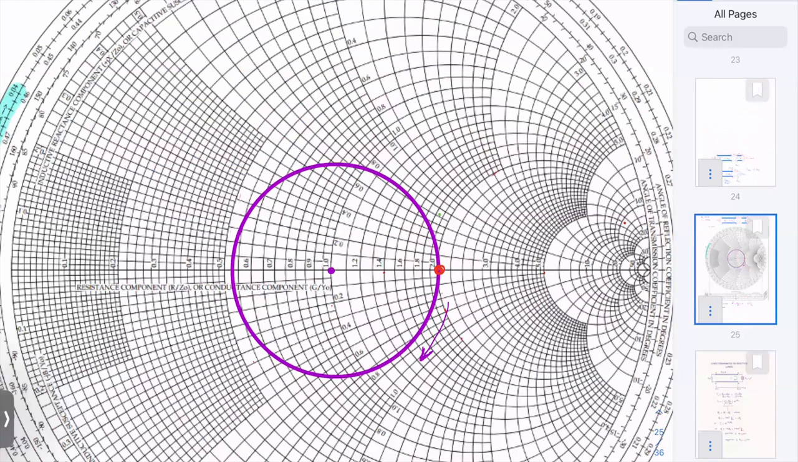Which circles have the same real part points? Only these ones, all right? So I am here, I can move only this way, but I want to go here. And I want to go there using one circle where all of the resistive parts are equal.